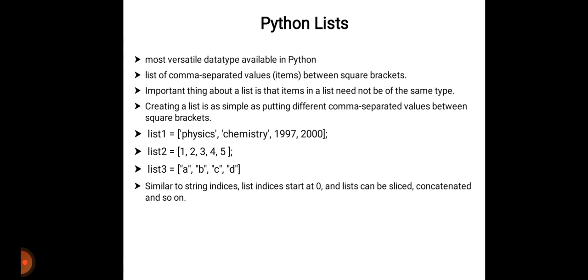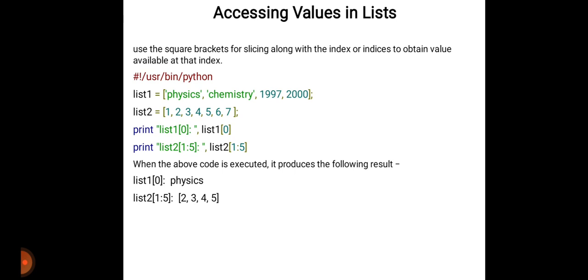Similar to string indices, list indices start at 0, and lists can be sliced, concatenated and so on. So this is just a list. Now we will see accessing the values in the list, or how we can access the values in that list.